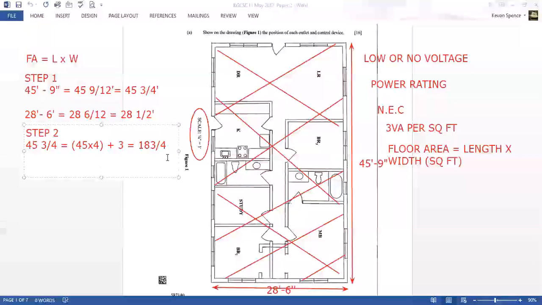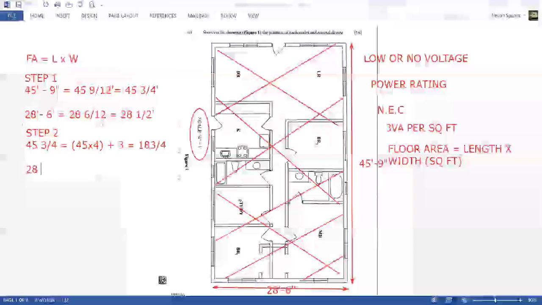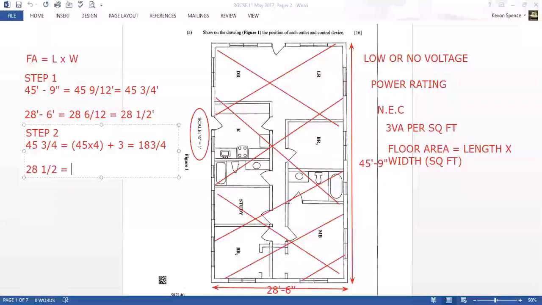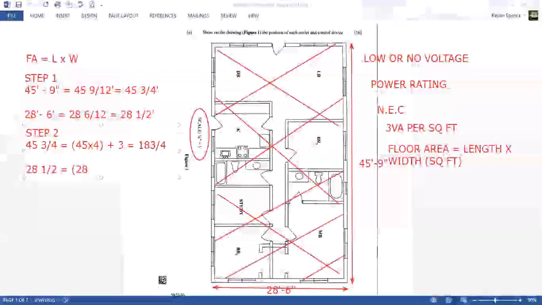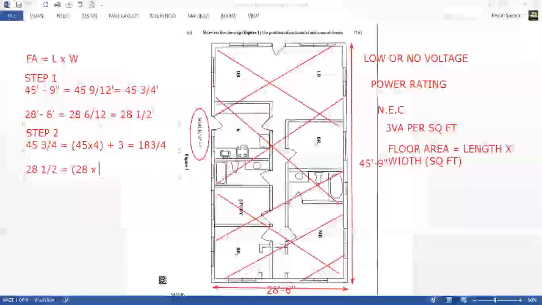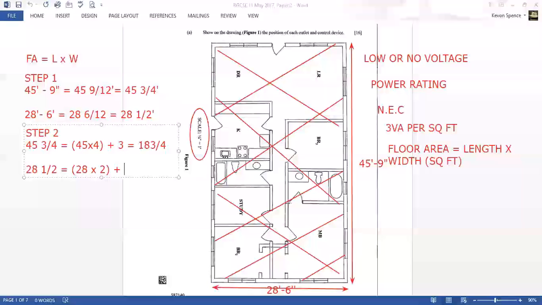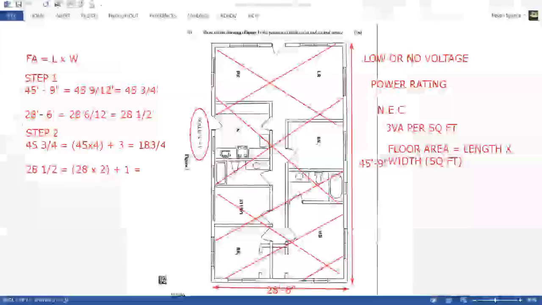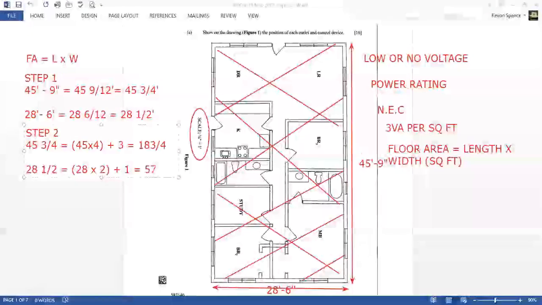All right? So our 28 and a half is the same as 28 times 2 plus 1, which equals 57, over 2.